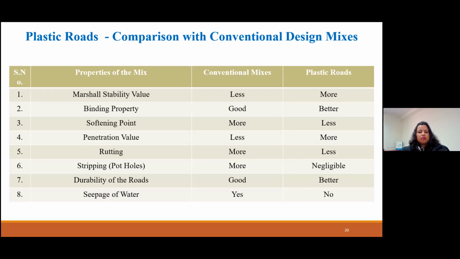What is most striking here is the rutting performance. In the conventional mixes, rutting goes up to 4 to 5 mm, 6 mm, and as high as 7 to 8 mm. But with plastic roads, the rutting comes down to less than 2 mm or even 1.5 mm, and sometimes you won't see any rutting even after multiple cycles of use. Even this performance is retained in the higher traffic zones.